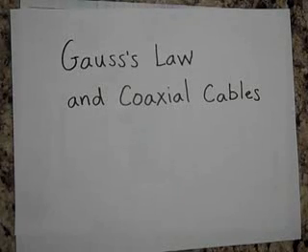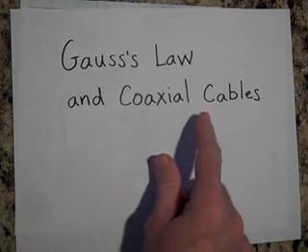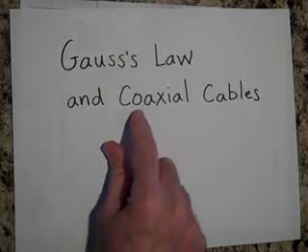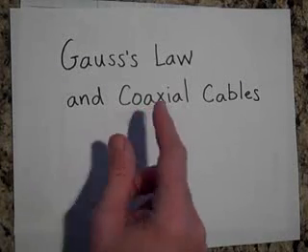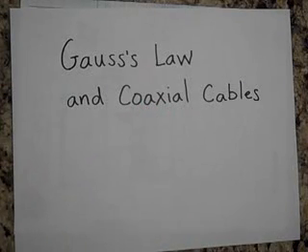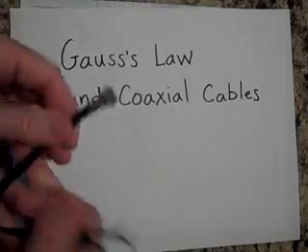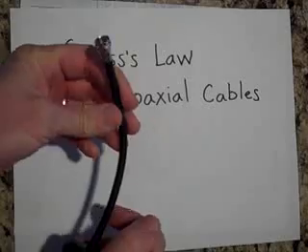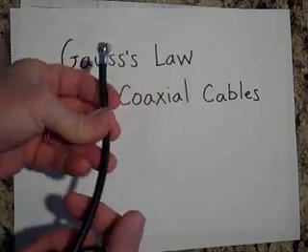Okay, I want to tell you about Gauss's law on coaxial cables. Coaxial cables, that means that there are two cylinders, or a wire and another cylinder, that are on the same axis. They're coaxial. They have the same axis. This is a coaxial cable. You know, you use them all the time. That's what you might hook up your television set to get cable television.